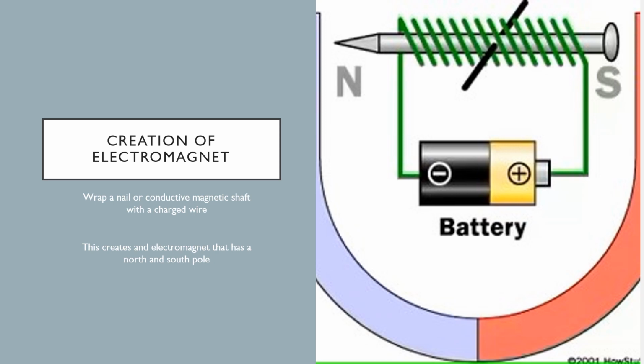This will create an electromagnet and create a north and south pole, and you can turn that on and off with the current. And you can also switch that if you switch the flow of electrons, which I'll talk about later.